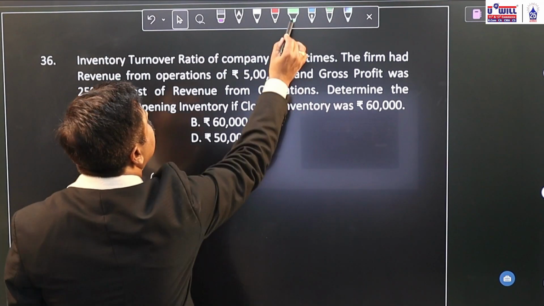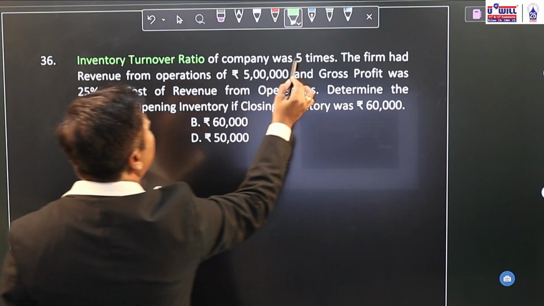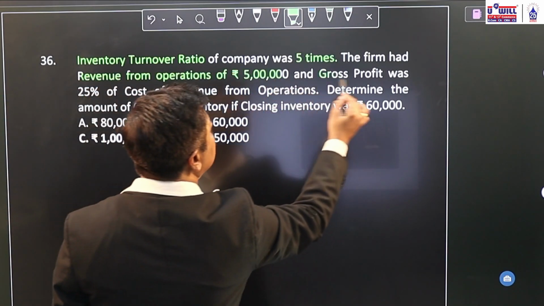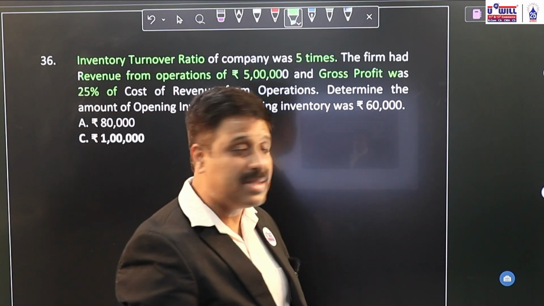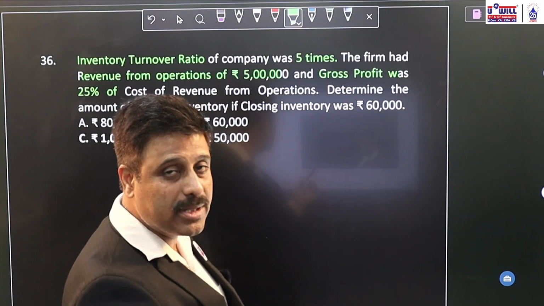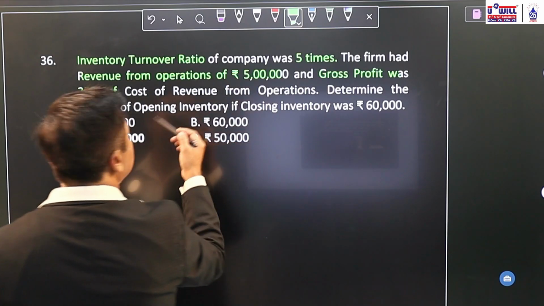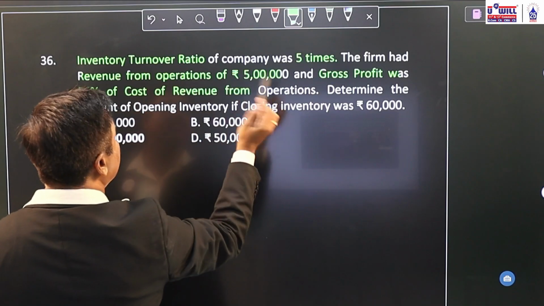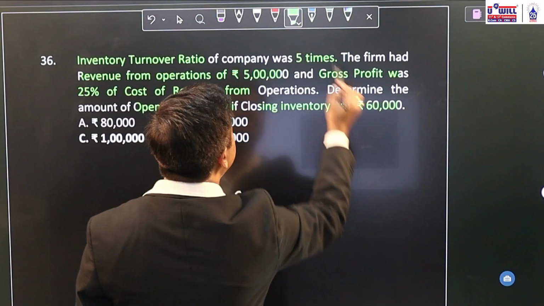36th. Inventory turnover ratio of a company is 5 times. We have to use that formula. Revenue from operations 5 lakhs, gross profit 25%. So 5 lakhs minus 25%, 1/4 of 5 lakhs is 1,25,000. So 3,75,000 is cost of goods sold. Cost of revenue from operations, no, it is 25% of cost of revenue. We'll have to make the workings. Determine the amount of opening inventory if closing is 60.